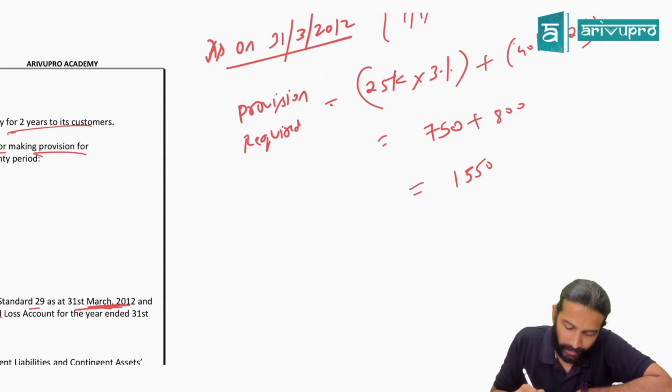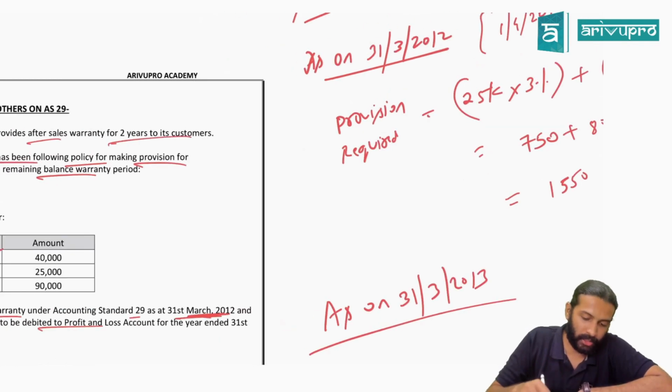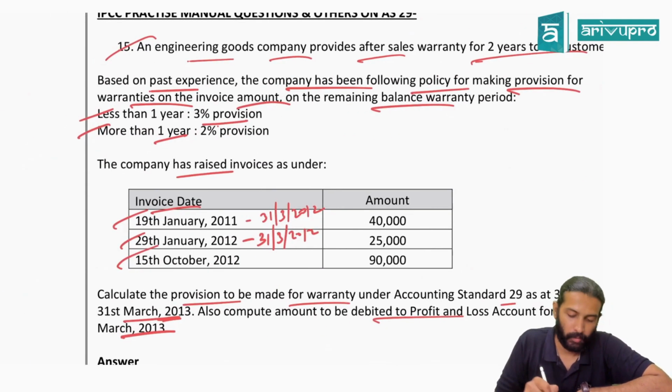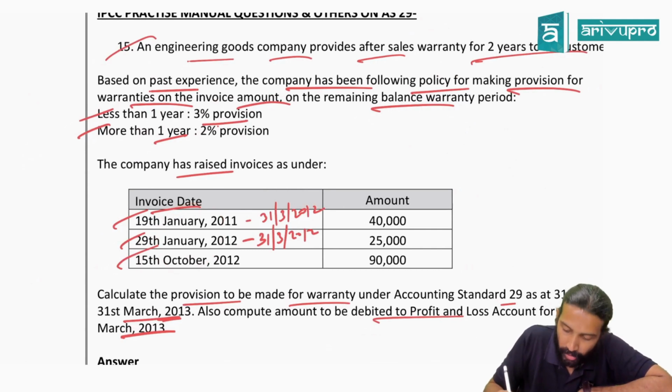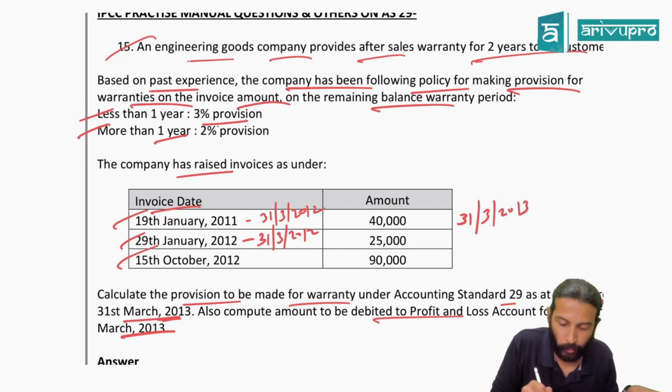First year over. Only 1 year they asked provision or next year also? As on 31st March 2013. Check, sir. How many sales do we have? We have 3 kinds of sales. Now the year, in which date? 31st March 2013. You sold this 40,000 on which date, sir?